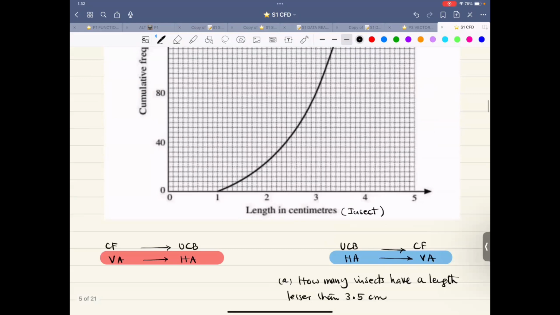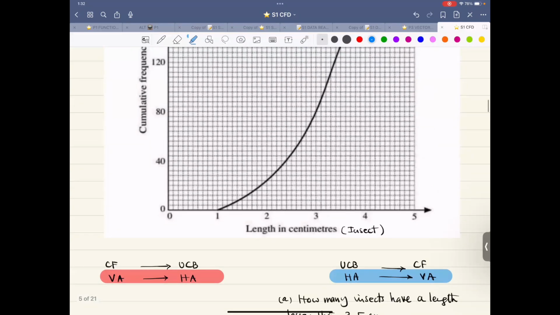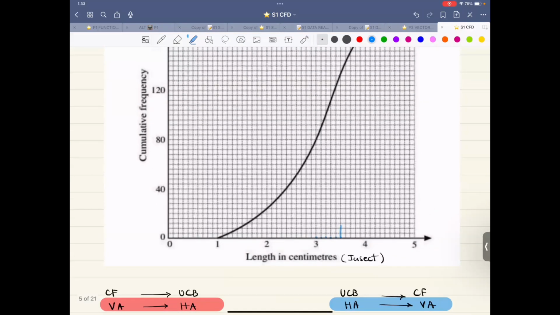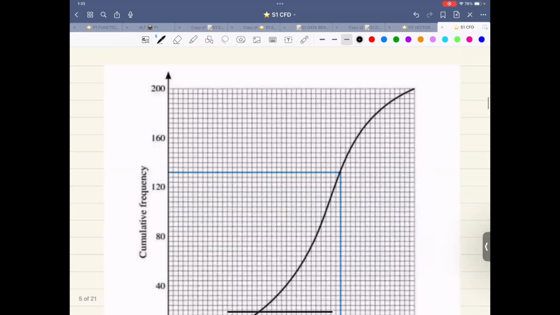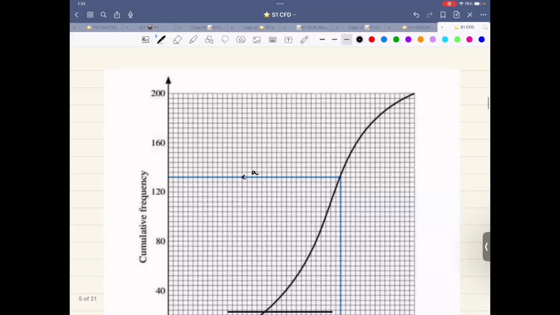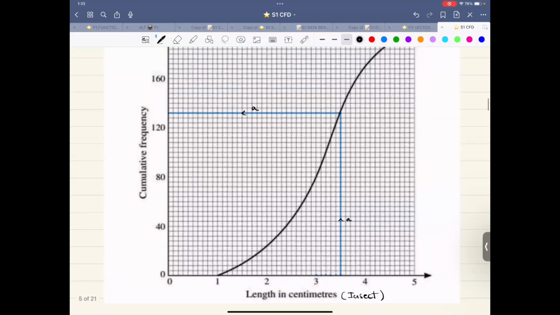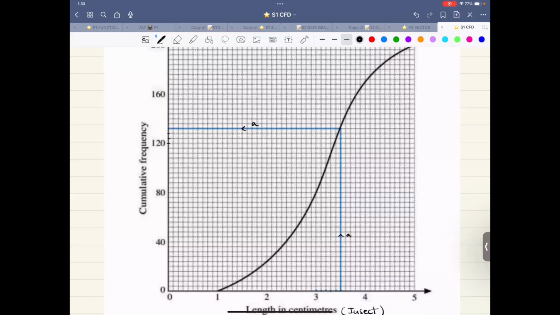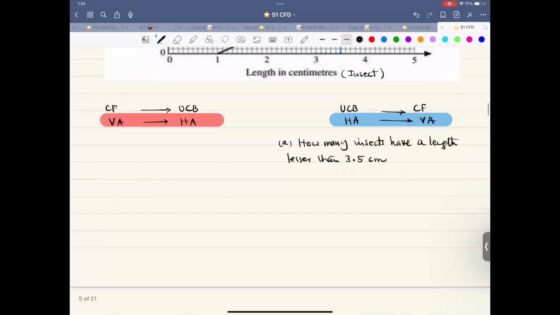That means we would go to 3.5. And this is 3, 0.1, 0.2, 0.3, 0.4, 0.5. This is 3.5. And now I'll go up like this. I'll touch the graph. I'll go to the left. And this is part A. I'll read this value. This value is 120, 124, 128, 132. This answer is 132. So therefore, the answer is 132 insects are there, which have a length lesser than, that's the keyword, lesser than 3.5 centimeters. So this is direct reading.